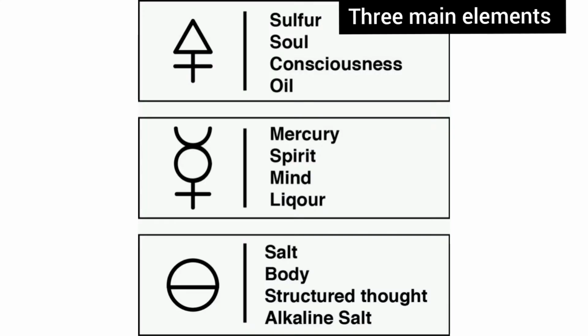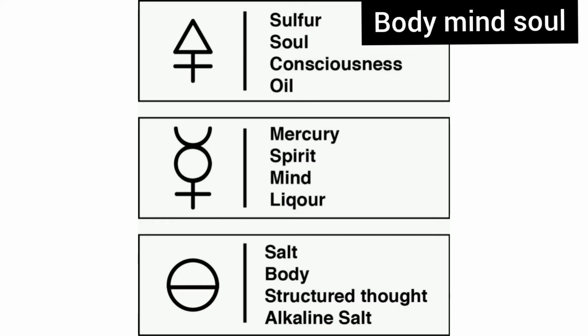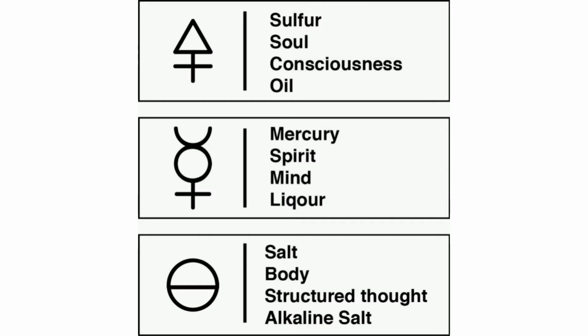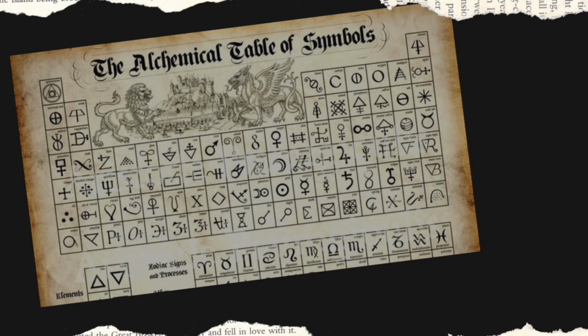So, in alchemical transformation, when we try to investigate, there are three main elements or parts, which are salt, mercury, and sulfur. Salt, which is very gross, mercury, which is liquid, and sulfur, which is oil in nature. These three can be related to body, mind, and soul. Also related to Brahma, Vishnu, and Mahesh.